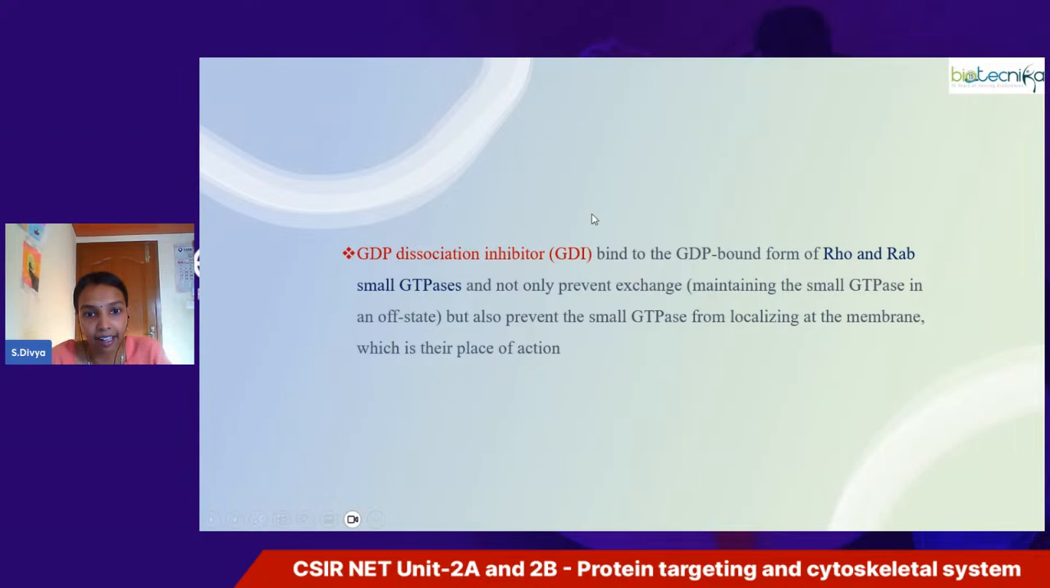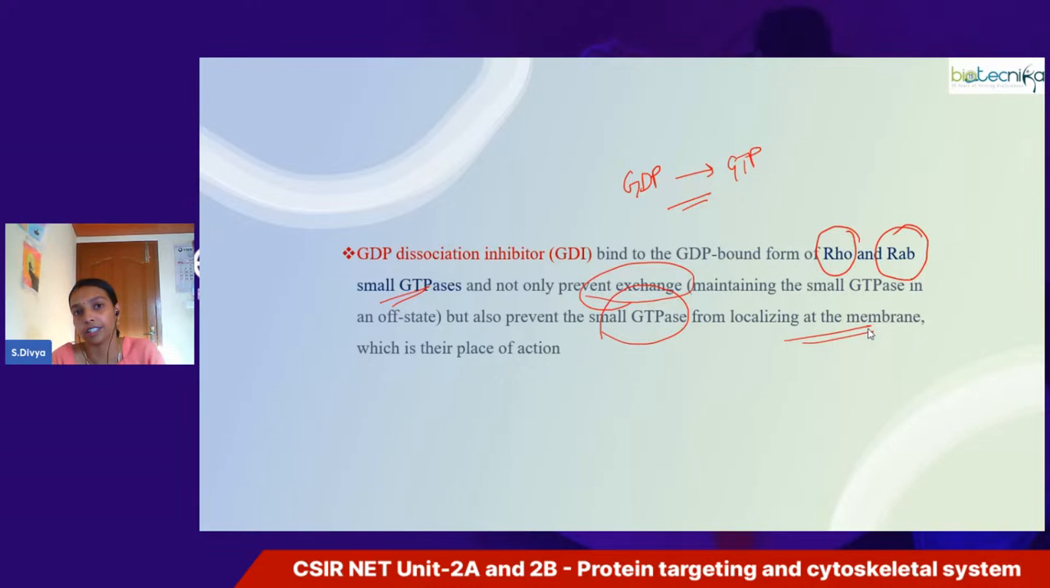If you see GDI, the full form is GDP dissociation inhibitor. In fact, this protein can bind to the GDP-bound form, not only of RAB protein, but also of Rho protein. Rho is a protein involved in cytoskeletal changes. So these are by nature GTPases, and GDI not only prevents the exchange. Which exchange? The GDP to GTP exchange. They not only prevent this exchange, but at the same time prevent the small GTPases from localizing to the corresponding membrane, because unless it reaches the corresponding destination, it should not be activated. So the movement and the exchange are both inhibited by this inhibitor, GDP dissociation inhibitor.